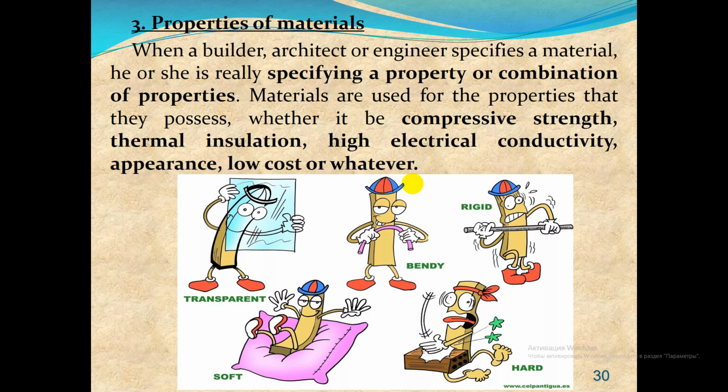The properties that materials possess derive from their structure, so the way that their component atoms and molecules are put together. Here you can see some properties of materials, for example: transparent, bendy, rigid, soft, and hard.